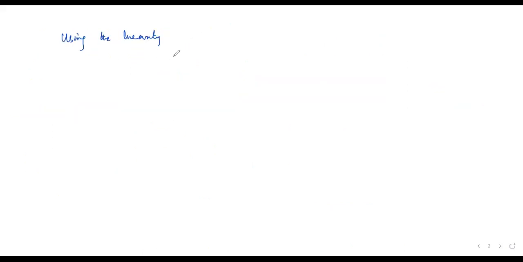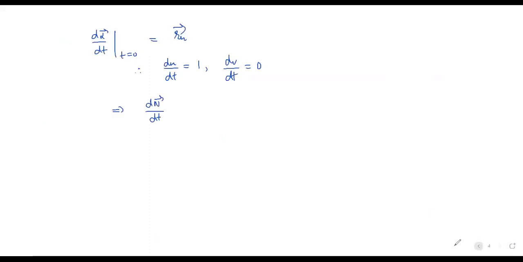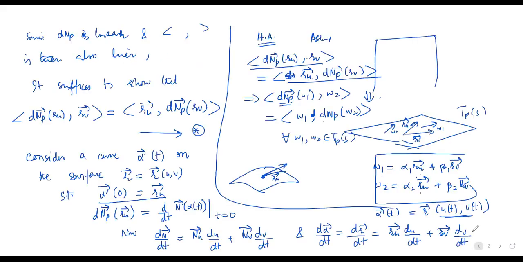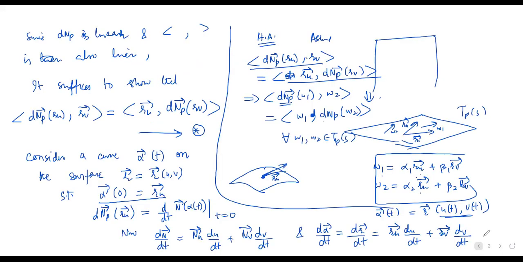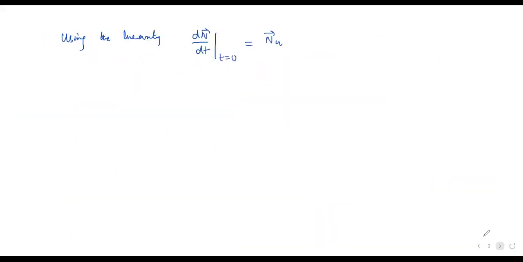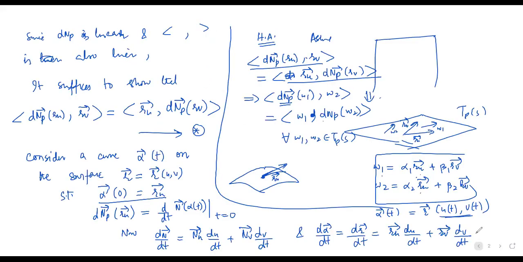dn by dt is n sub u du by dt. So basically it is just n sub u. So you have dn by dt at t equal to 0 is nothing but n sub u, because du by dt is 1 and dv by dt is 0. So that means dnp at ru would be just n sub u, which is what I wanted.